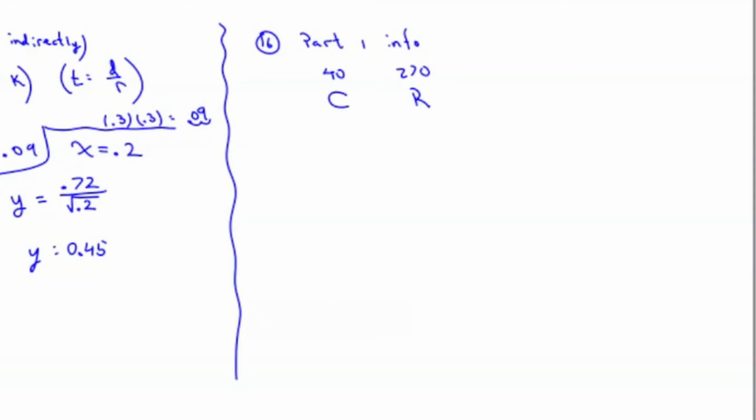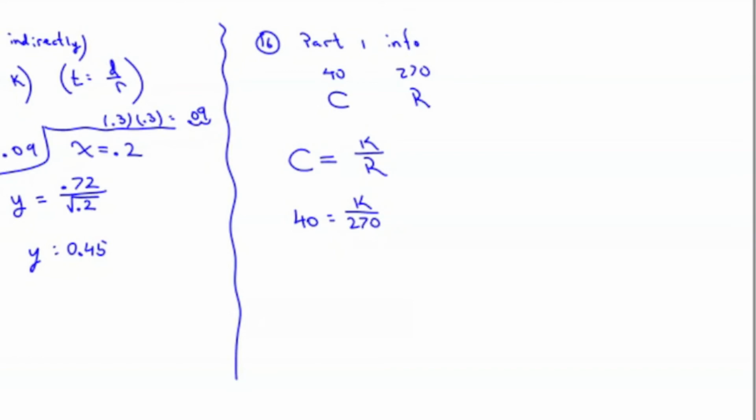How is it related? The current varies inversely with the resistance. So how do I want to set that up? The current varies. C equals K over R. So there's your setup. It's not a formula yet because we don't know what K is. All right, so I can plug in my 40 for C. I can plug in my 270 for the resistance, R.